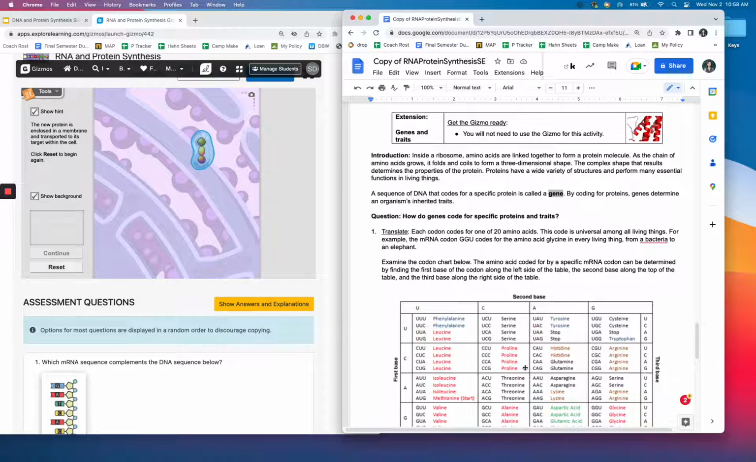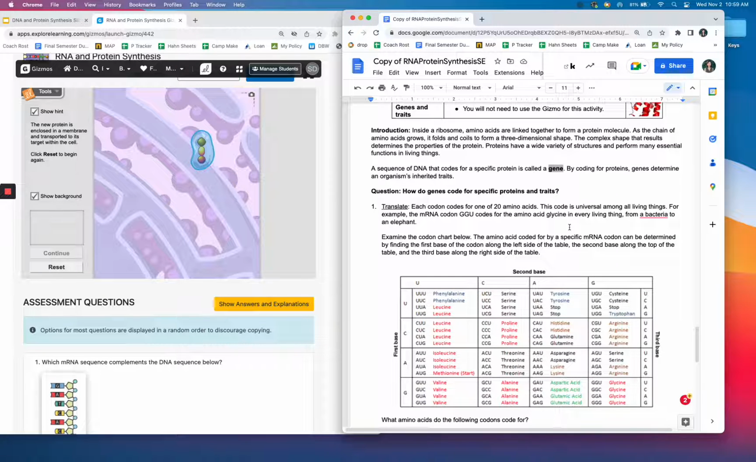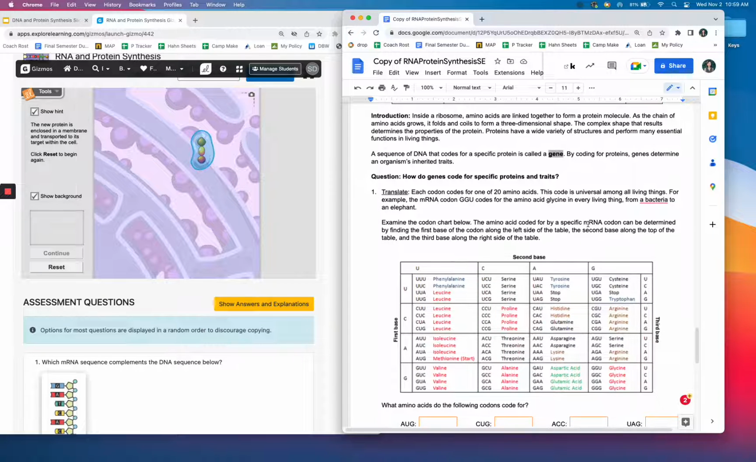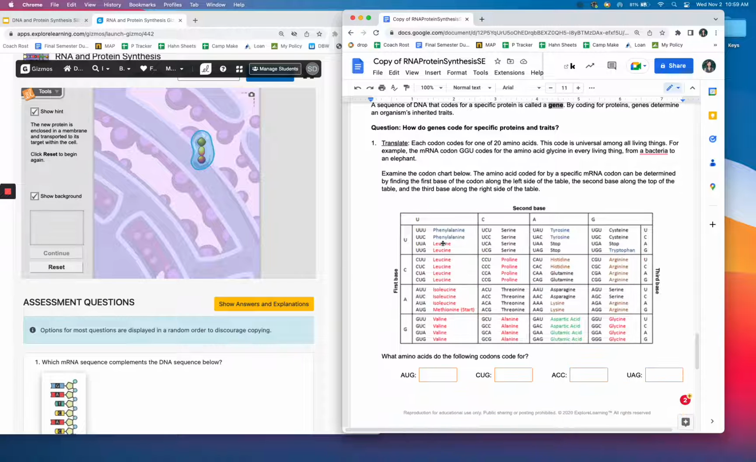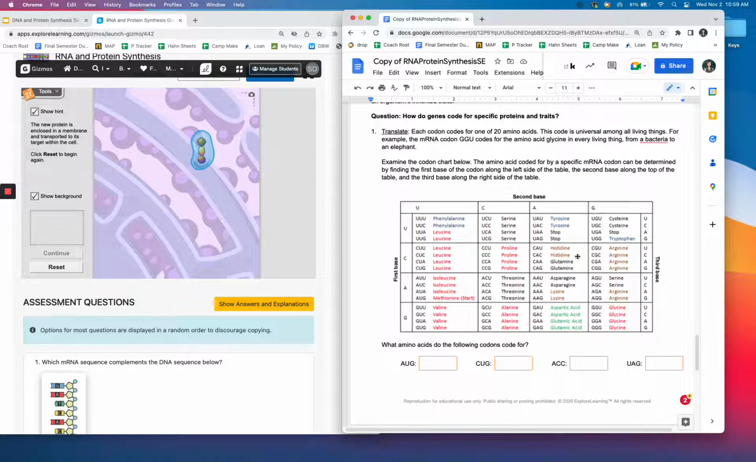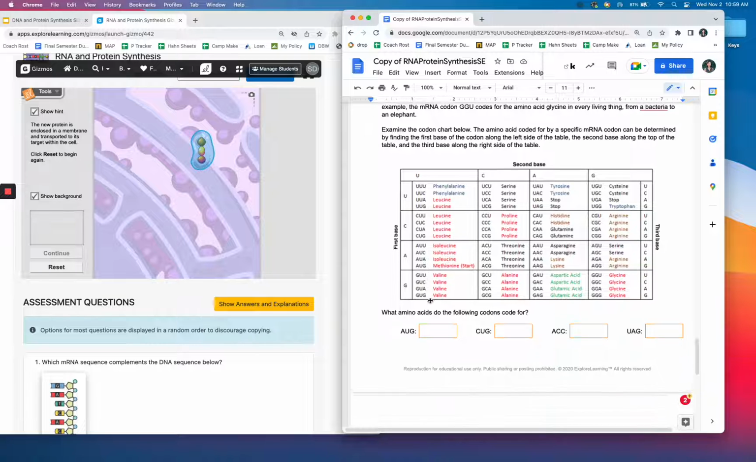Okay. For the extension, you don't really need the gizmo. You're just going to be using this chart, and you're going to see how each of those three-letter codes brought a different amino acid, and that's how it ends up making different proteins by the code. So this is kind of the codon chart and shows what amino acid is brought by which codon on the mRNA.